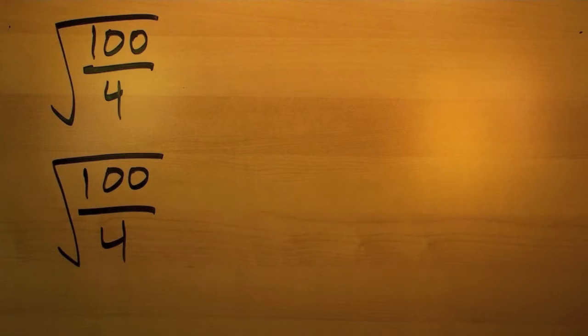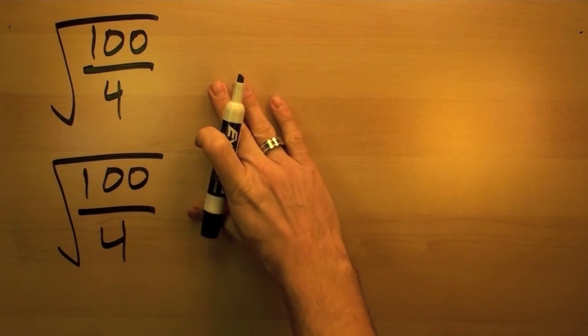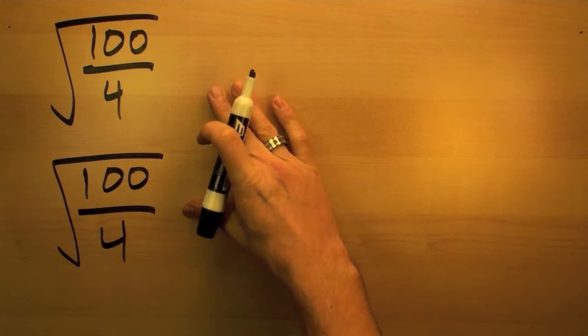Recall that we can either simplify a fraction and then take the root, or take the root of the numerator, then take the root of the denominator, and then simplify. Use the method that works best for the particular problem that you're working on. In this case, it doesn't really matter which case we go with first.